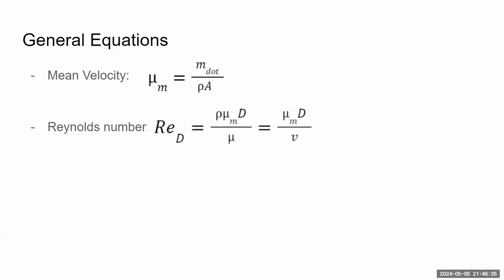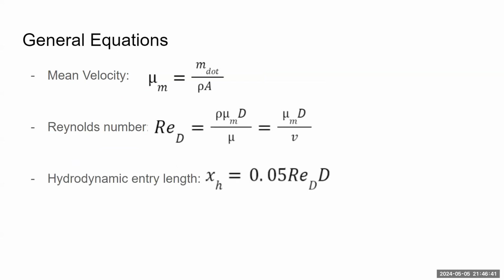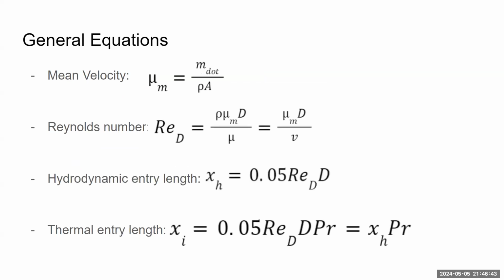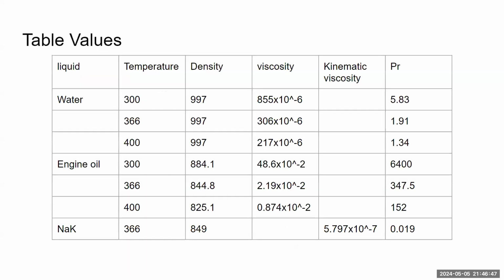Next, we will state our general equations. First is our equation for mean velocity. This can be rearranged to find our mass flow rate. Then we have a Reynolds number equation for internal flow, our hydrodynamic entry length, and our thermal entry length. I also made a chart of the necessary table values from the back of the book. All of these values can be found in tables A.5, 6, and 7.